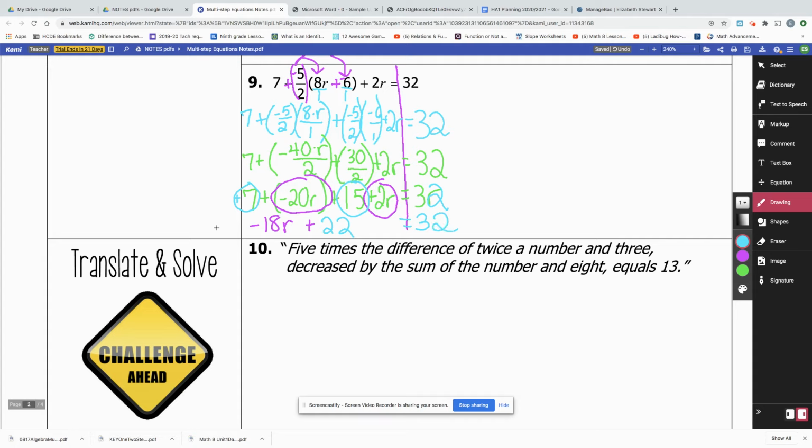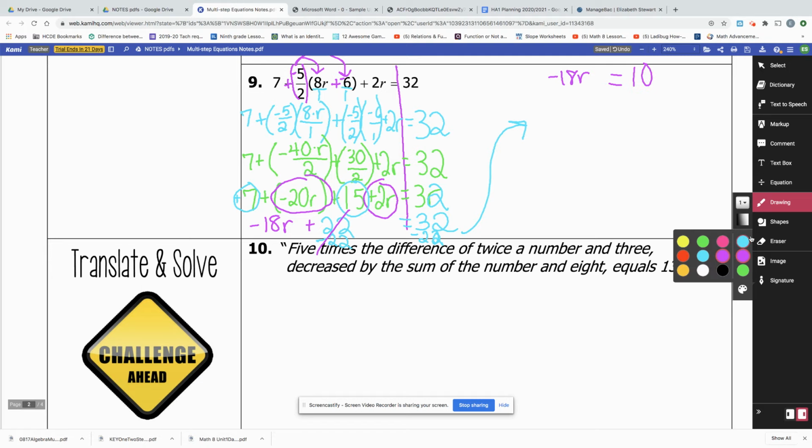Okay, so now I notice I've got a term with a variable. I've got a constant. On the other side, I also have a constant. So subtract 22 from both sides. And I'm going to come up here and finish my problem. I've got negative 18 times r equals, because that zeroes out, 10.